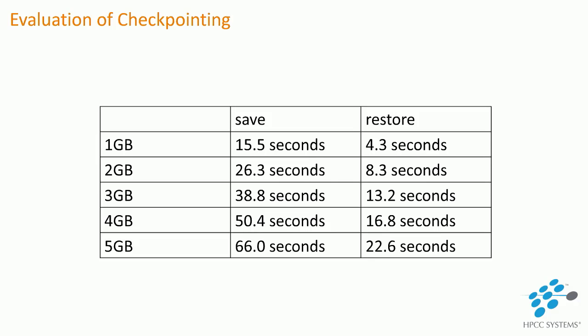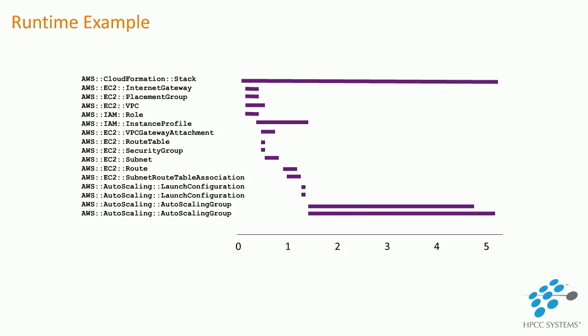But it's roughly linear as the size grows. And the other thing to see is that the restore is significantly faster than the save, and that's because you don't have to create the S3 object when you restore. You're just reading from it, and so it just ends up going a lot faster.